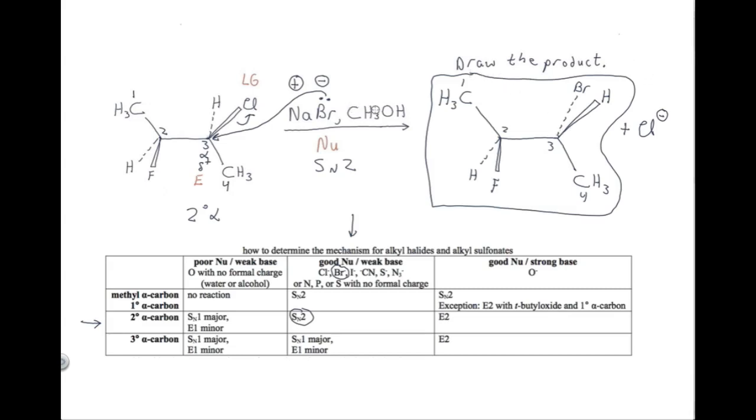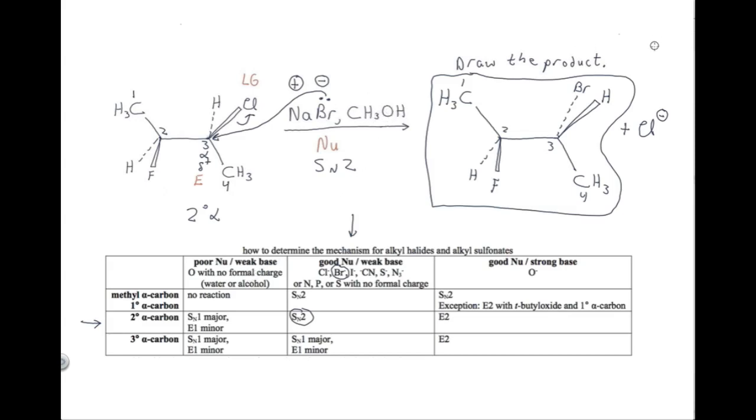Remember that an alcohol is a solvent which you could use as a nucleophile. But because alcohol is a poor nucleophile, we're not going to use the alcohol in this case because there's something better. We would only use the alcohol as the nucleophile if there was no better nucleophile. Br- is a better nucleophile than the alcohol, so we won't use the solvent as the nucleophile.